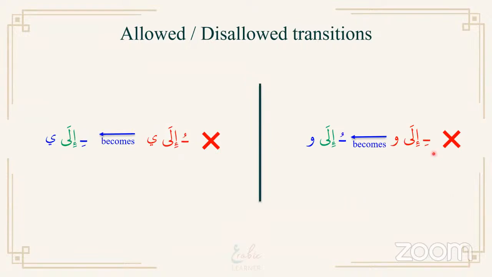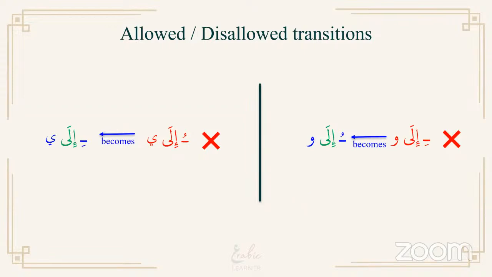If it is Kasra to Waw, you will make it Dhamma to Waw. And if it is Dhamma to Ya, then you will make it Kasra to Ya. That's how you will do the changes. So these two situations, keep them in mind.